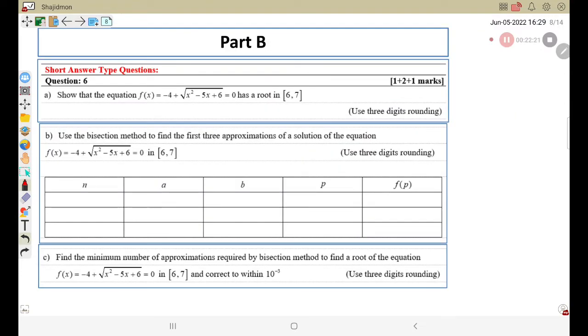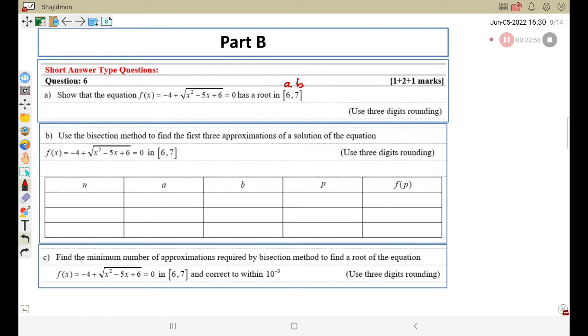Now we will go to the next question. Now we are starting part B. Part B means short answer type questions. In this question you can see A part, B part, C part. 1 plus 2 plus 1 marks, 4 marks in total. So what is the first question? Show that the equation minus 4 plus root of x power 2 minus 5x plus 6 has a root in 6, 7. This is the a number, this is the b number. a is 6, b is 7. Show that the equation has a root in the interval 6, 7.